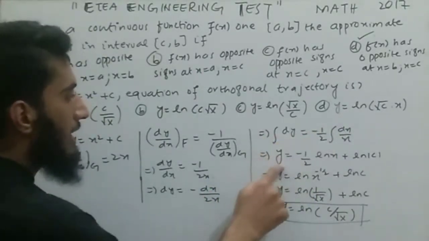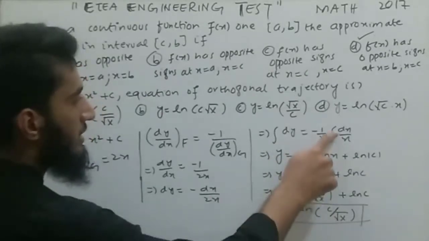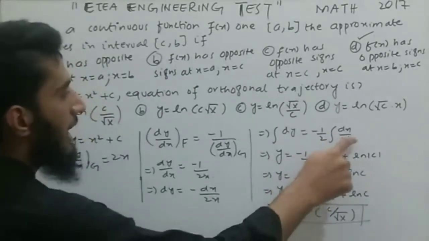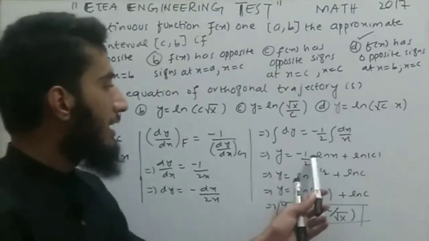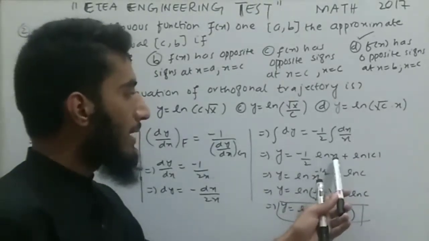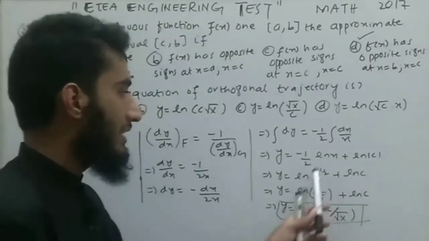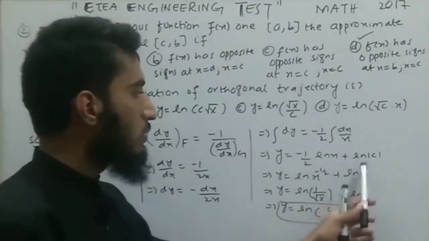So the integral of dy is y, and minus 1 over 2 will come down as it is, and the integral of 1 over x is ln x, and the constant we will take as ln c also. Now it becomes y is equal to ln of x to the power of minus 1 over 2, according to the property of logarithm. So it becomes ln of x power negative 1 over 2 plus ln of c.